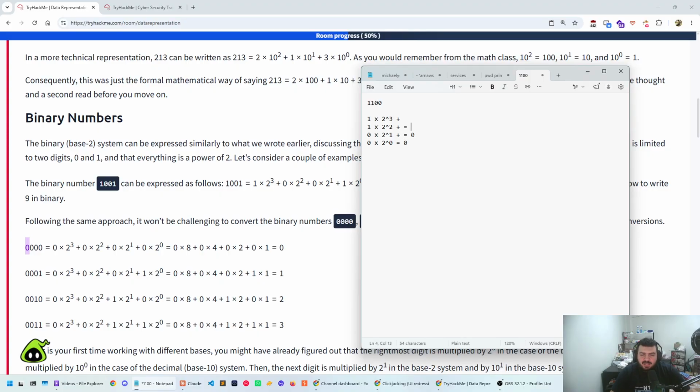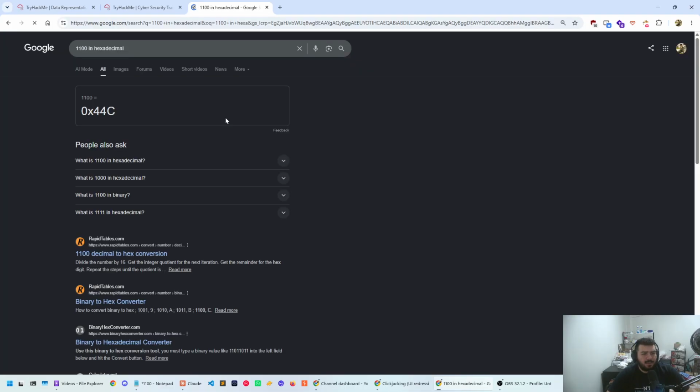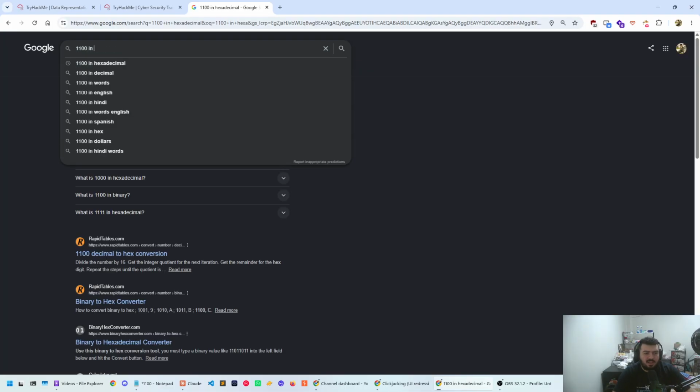Okay? Then we can calculate this. 2 to the power of 2, if you don't know how that works, that means 2 multiplied by 2, which is going to give me 4. And then 2 to the power of 3 is 8, because 2 multiplied by 2 is 4, 4 multiplied by 2 is 8. So this is going to be 8 plus 4, which gives me 12. So 1100 in binary is 12 in decimal.